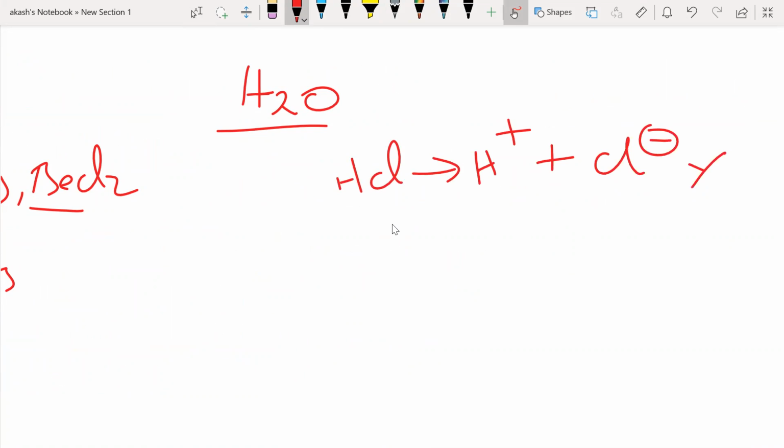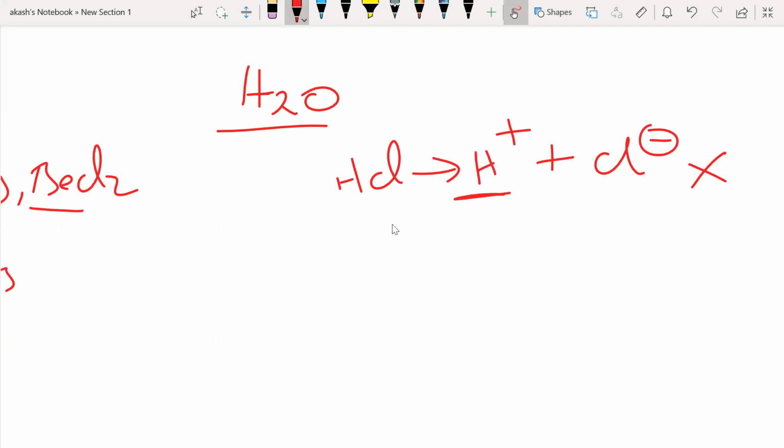Now I would say this is not a correct way of writing it. Generally people don't mention anything in the reaction, they just write H plus plus Cl minus, right? But what you have to understand, guys, is that I understand that HCl is capable of giving me a proton, I mean, it is capable of giving me an H plus, right? But this H plus cannot stay in the solution as such. It is very unstable. Okay.